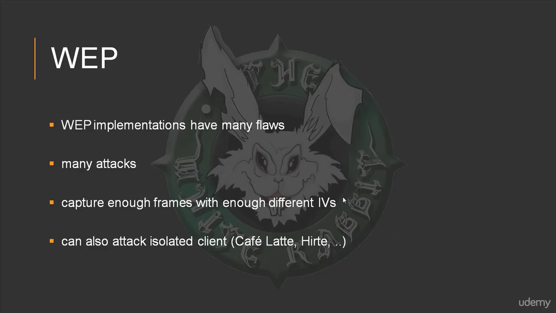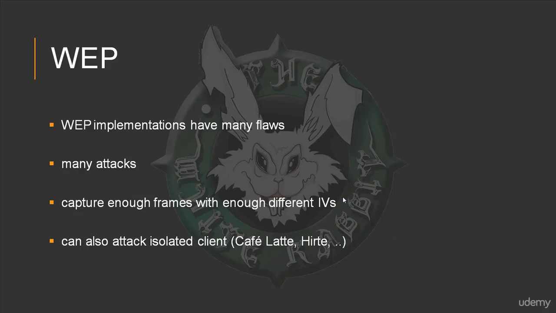And many attacks have been discovered over the years, and not just theoretically, but practical implementations have also been made widely available. So in your installation of Kali Linux, for example, you can find the tools that you need to crack WEP protected systems pretty easily. You just generally need to capture enough frames with enough different IVs, and then you just process that with aircrack-ng, and eventually aircrack-ng will find your WEP password for you.